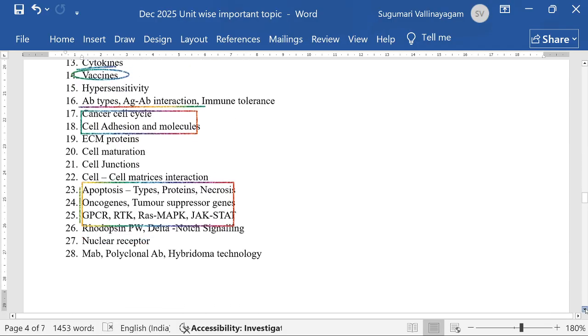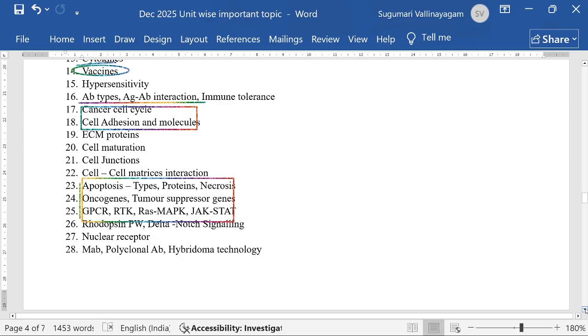And rhodopsin and the Delta-Notch pathway, and nuclear receptors, MAP kinase, monoclonal antibodies, polyclonal antibodies, hybridoma technology. Hybridoma technology is very important. Just refer to the basic questions.